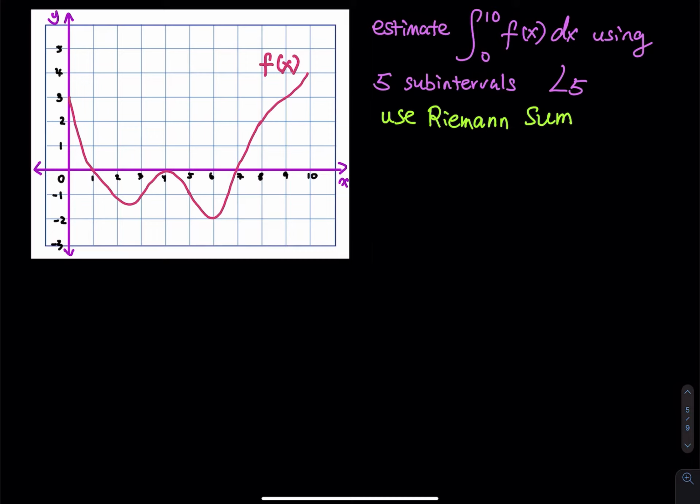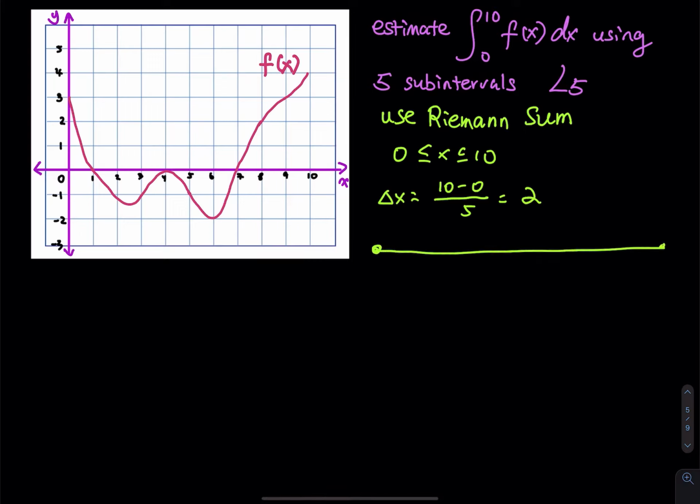In this graph, I can see that x starts at 0 and terminates at 10. So the domain is x between 0 and 10. That tells me that delta x is equal to (10 minus 0) divided by 5. So 10 divided by 5 is equal to 2. So the width is equal to 2. And then we draw a picture right here.